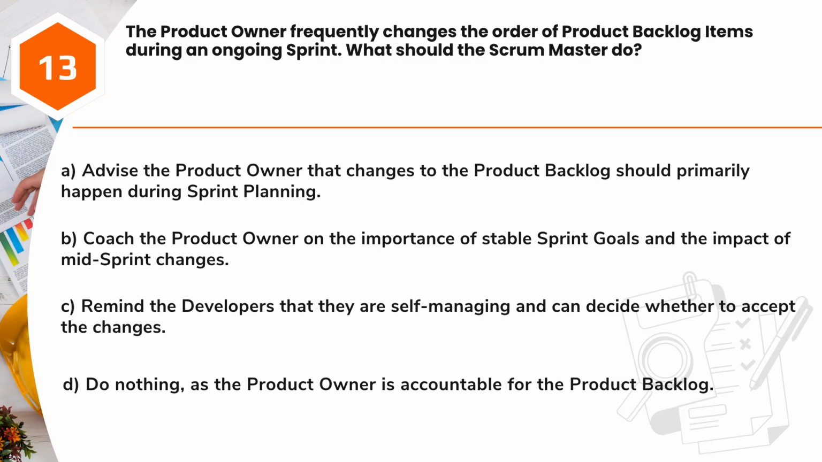Question 13. The product owner frequently changes the order of product backlog items during an ongoing sprint. What should the Scrum Master do? A. Advise the product owner that changes to the product backlog should primarily happen during sprint planning. B. Coach the product owner on the importance of stable sprint goals and the impact of mid-sprint changes. C. Remind the developers that they are self-managing and can decide whether to accept the changes. D. Do nothing, as the product owner is accountable for the product backlog.